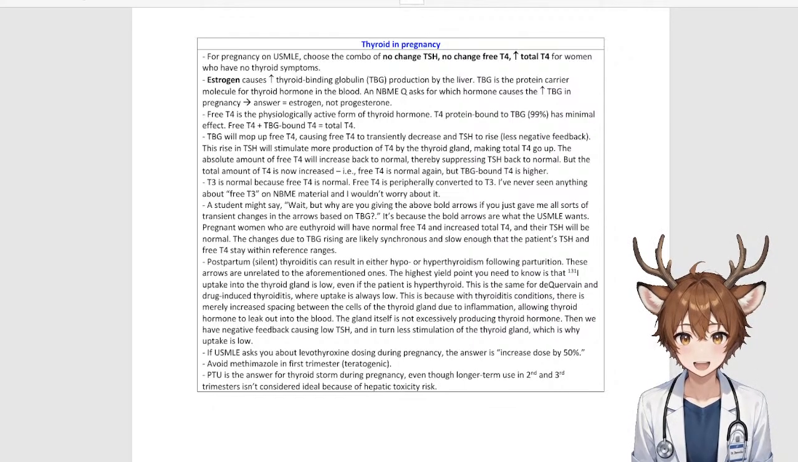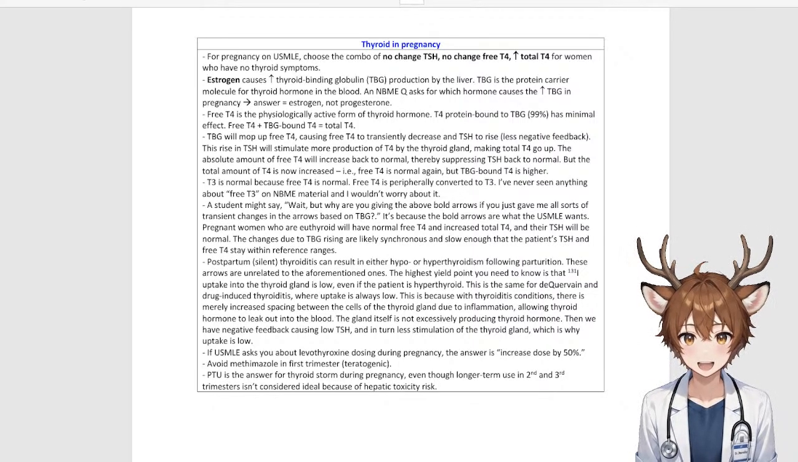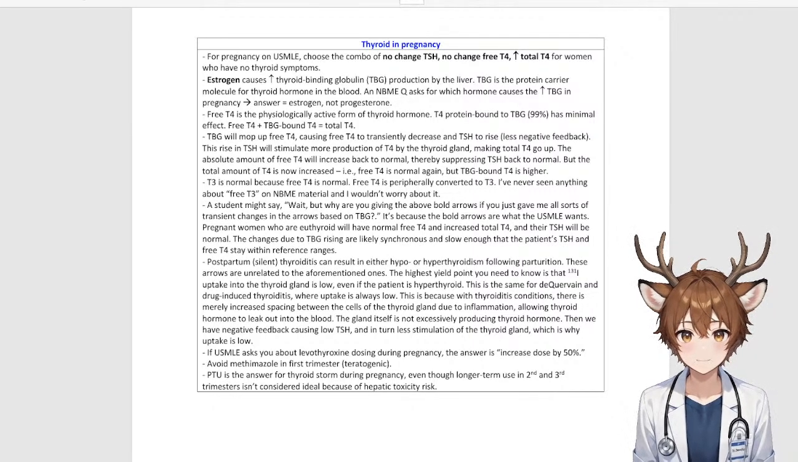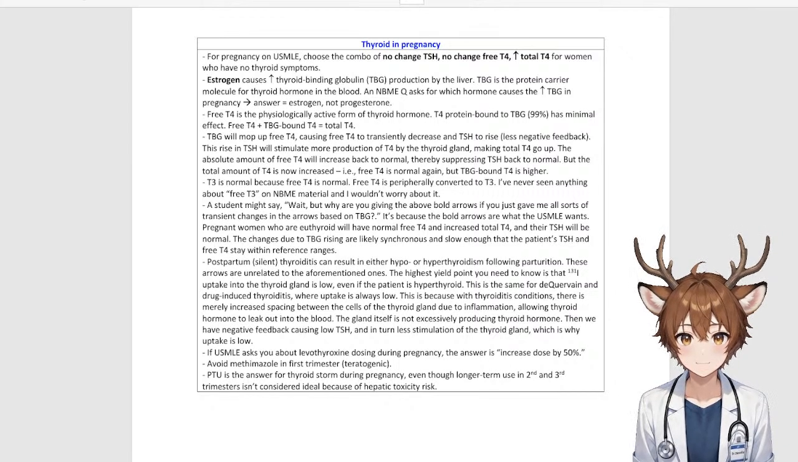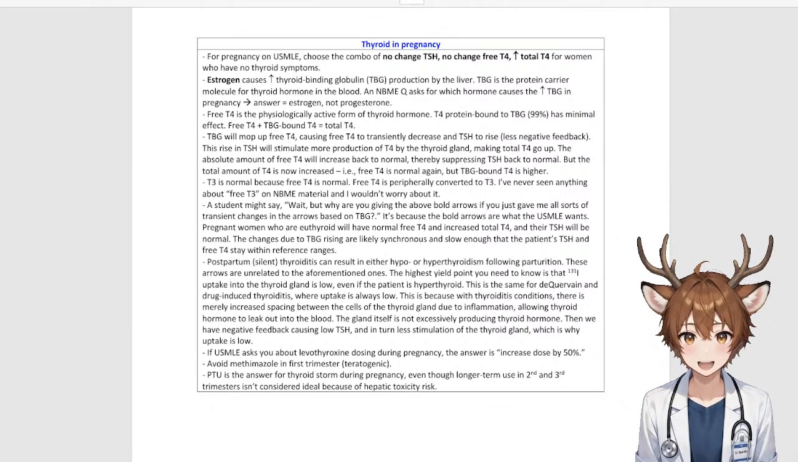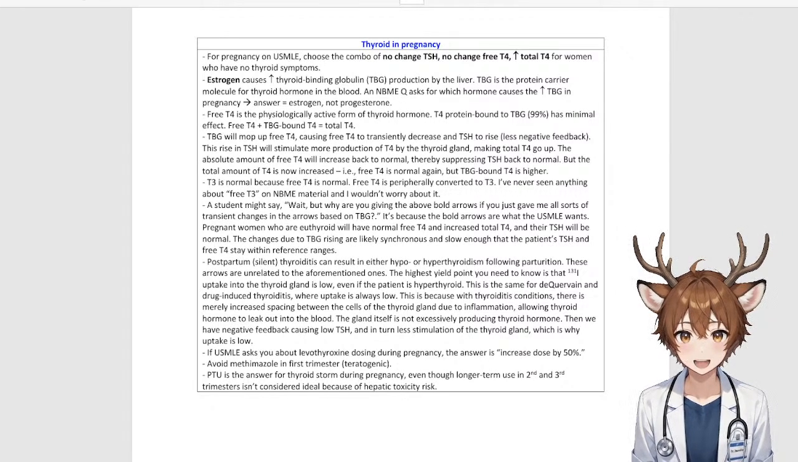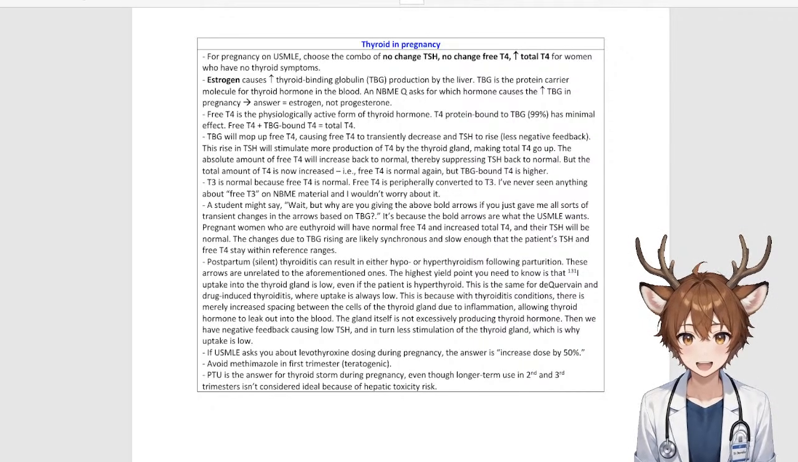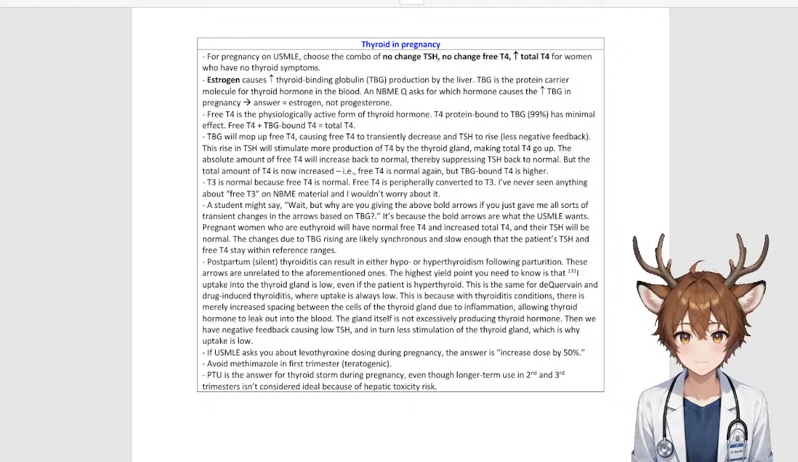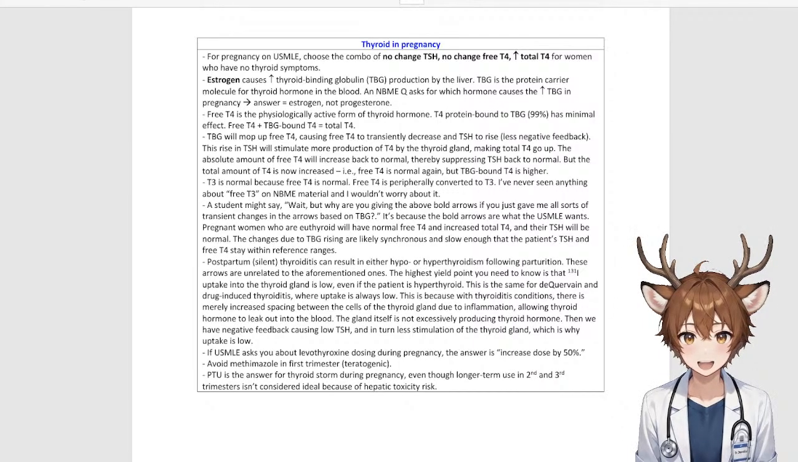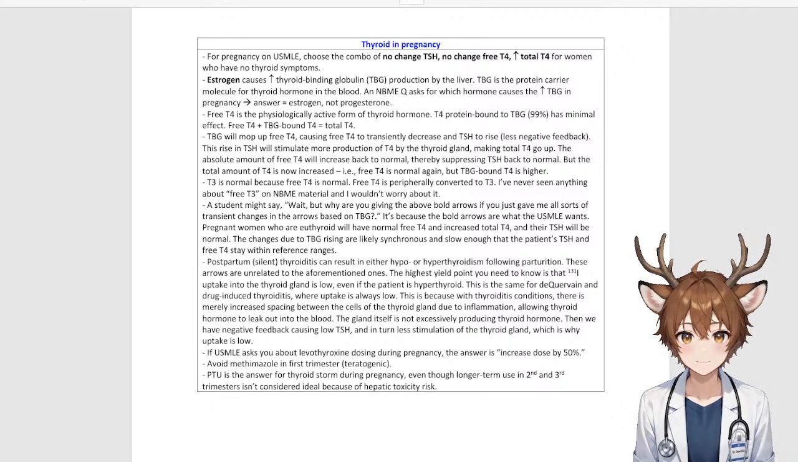If USMLE asks you about the levothyroxine dosing during pregnancy, the answer is increase the dose by 50%. Avoid methimazole in the first trimester, teratogenic. Propylthiouracil is the answer for thyroid storm during pregnancy, even though longer-term use in the second and third trimesters isn't considered ideal because of hepatotoxic risk.